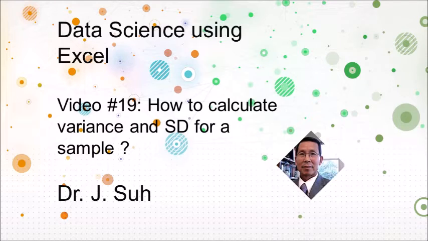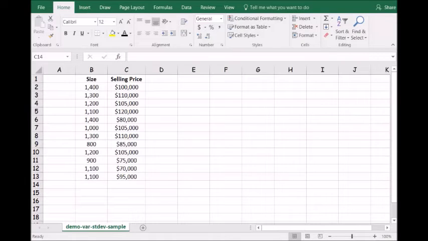In this video, we will calculate the variance and standard deviation for a sample using the VAR.S and STDEV.S functions in Excel. A sample is a subset of values drawn from a population. Here, we have a sample of homes sold in a city for a certain month. The size column is the number of square feet per home, and the selling price is the price that the house sold for.